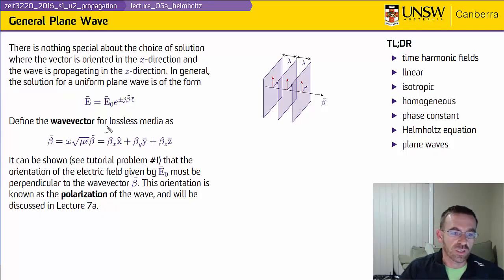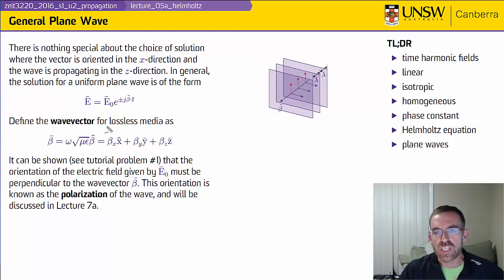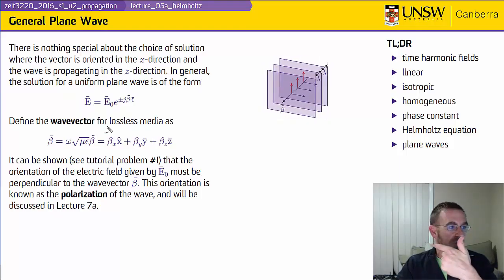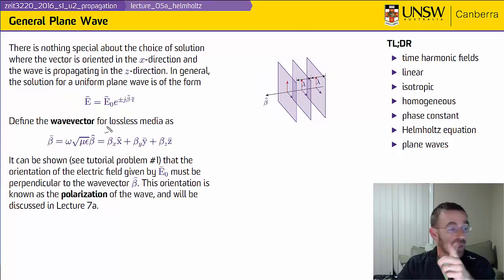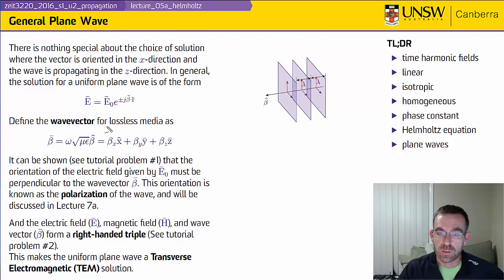And the orientation is going to describe the polarization of the wave, and we'll talk about polarization in detail in Lecture 7a. So as I change my direction of propagation, my electric field and my magnetic field have to rotate as I change my direction of propagation so that I maintain the same relationship. And then after I do that rotation, I can find out that my electric field and my magnetic field form a right-handed triple. And this is going to be tutorial problem number 3. I actually inserted another problem into your tutorial. So this is problem number 3.